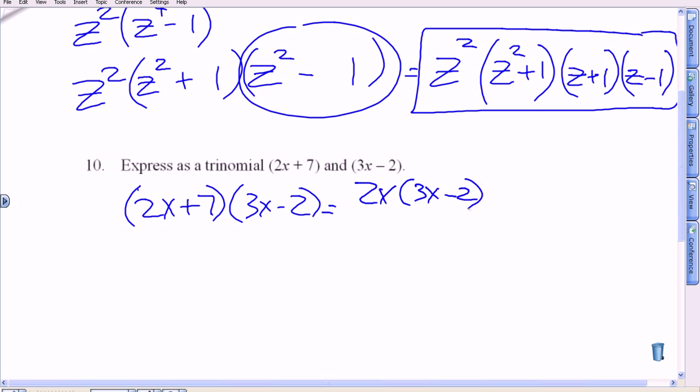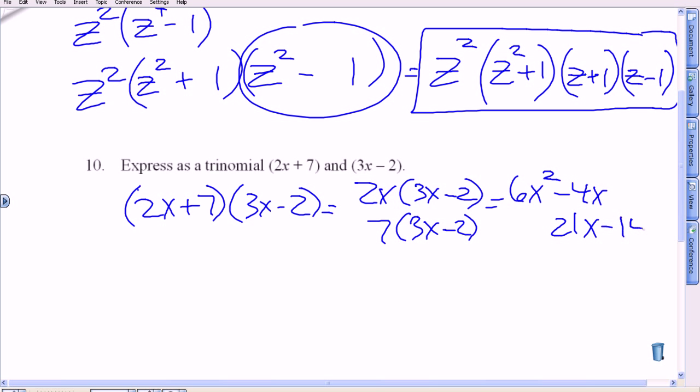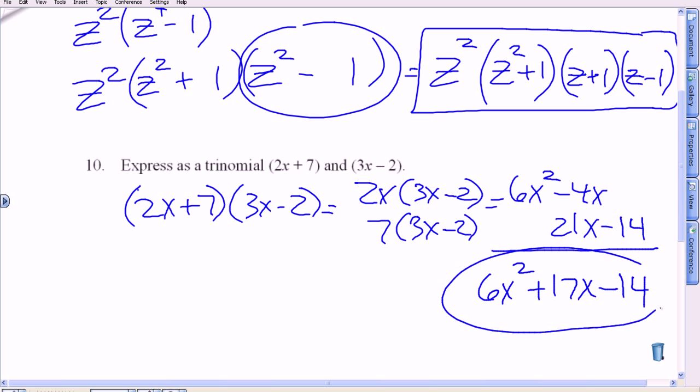So we're going to do double distributive property, once again box method, FOIL, whatever you want. 2x times 3x, 2x times negative 2, 7 times 3x, 7 times negative 2. We combine like terms. And we box it up, or in this case I guess I'll circle it. Okay?